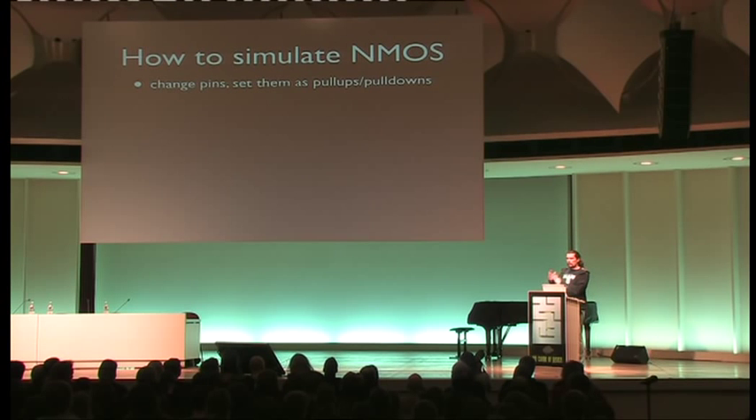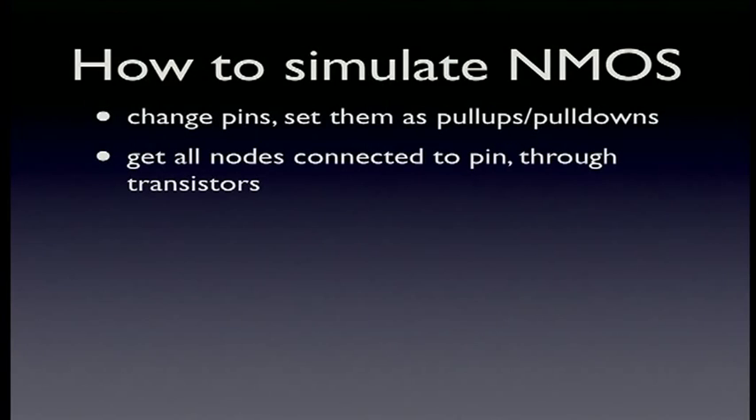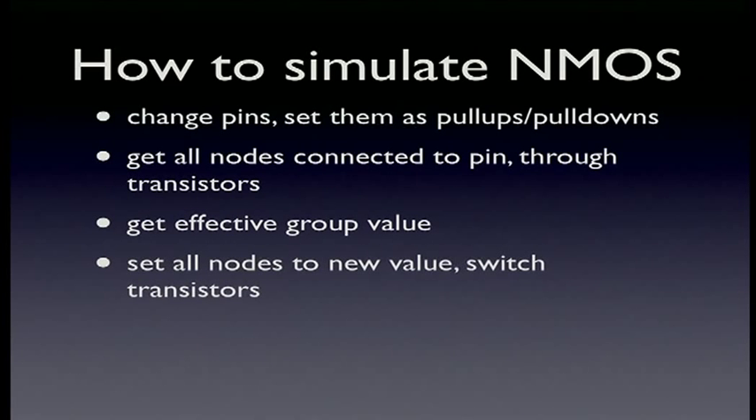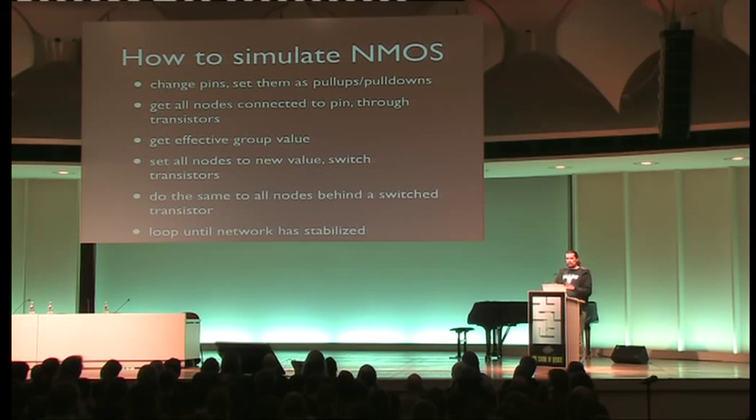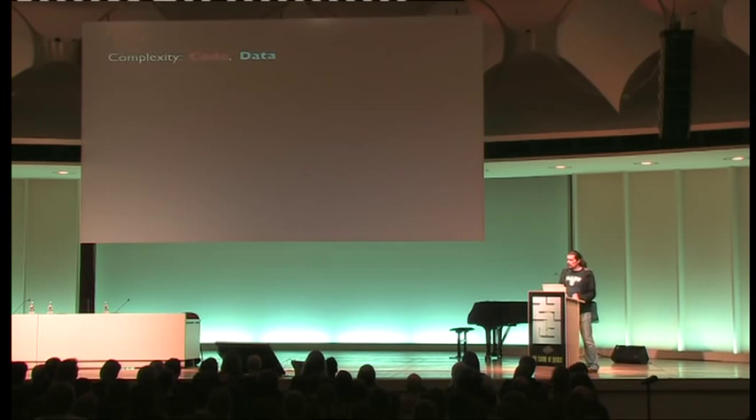And then you have to look at all the nodes that are going from there to all the transistors. And you have to look at what the potential of these nodes is, and they have to share the same potential. So you look at all of them, you look at the group value, the potential of the group, and you set all the new nodes to the new potential, and then you look at all the transistors that are connected to all these nodes, and you need to switch some of those transistors. And then you look at all the nodes behind those transistors and repeat all that. And if you repeat that long enough, the system will stabilize, and all the nodes will have some fixed potential, and then you're in the next stage, and then you can flip the clock again, and then you're in the next cycle. This is, of course, very slow, but it has some really nice properties.